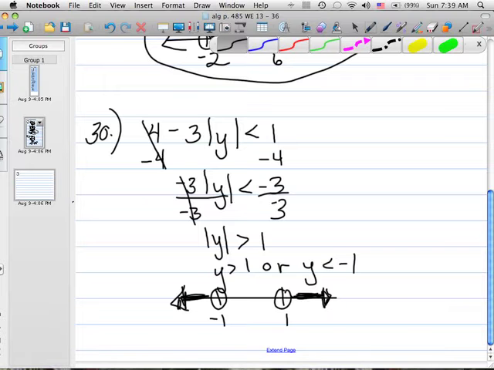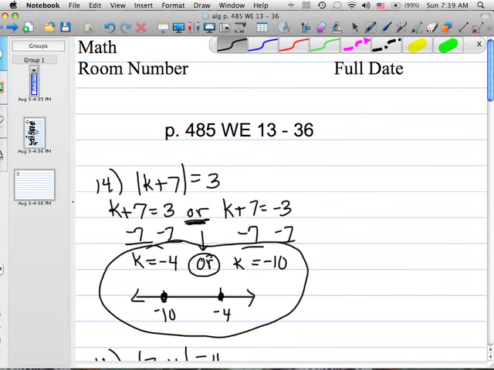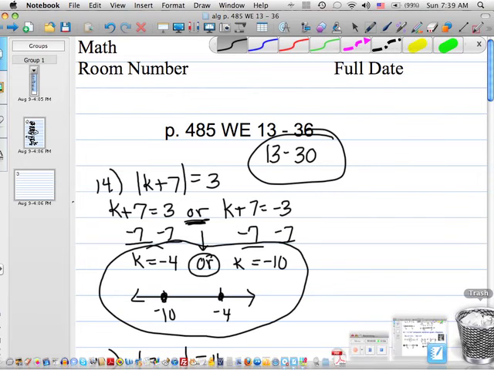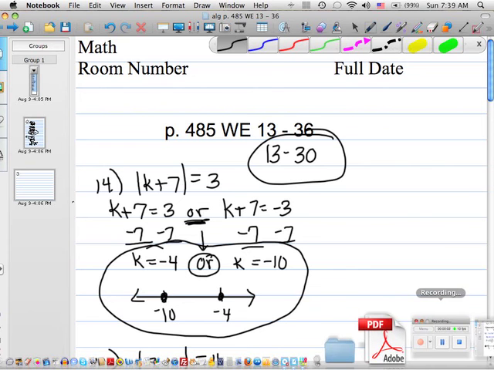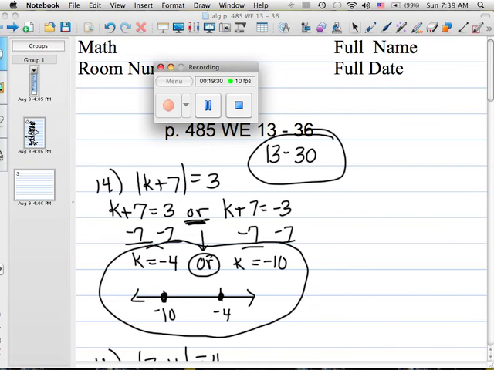So you can go back and change the assignment and remind me. It's going to be 13 through 30. And that concludes the evens, so make sure you check the odds in the back of the book for the answers. Get help.